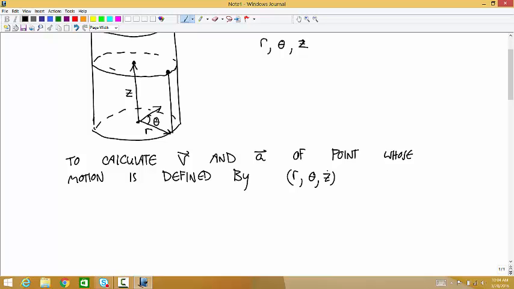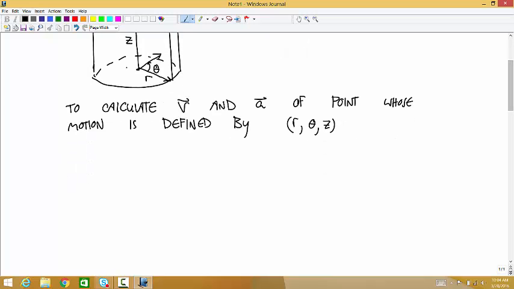Okay, so in that coordinate system, in the cylindrical coordinate system, the position vector is just R, ER, plus Z, EZ. Does everyone follow how that works?